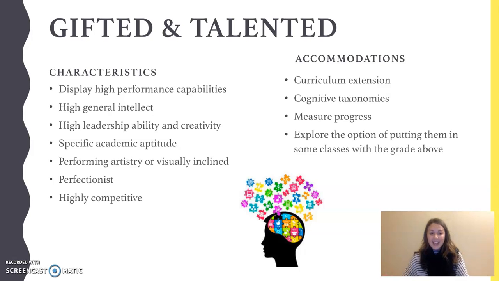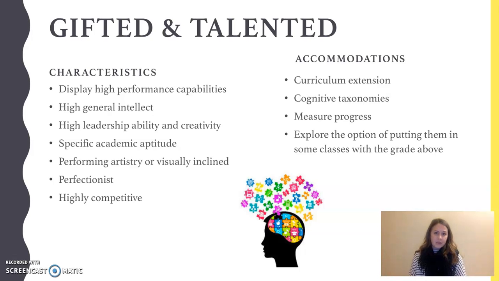And then finally, the gifted and talented. These are students who are performing, whether it be academics, leadership roles, different things, at a higher level than their peers. High intellect, they're just leadership born. They're very good at leadership. Artists, very artistic, very visually inclined. They can tend to be a perfectionist, highly competitive. They are just kind of performing a little bit better than their peers, or a lot better, depends.